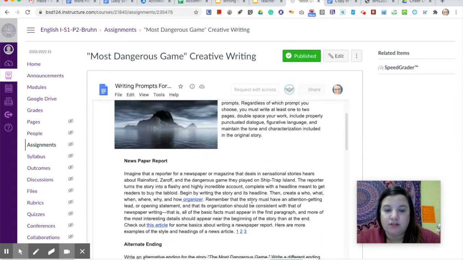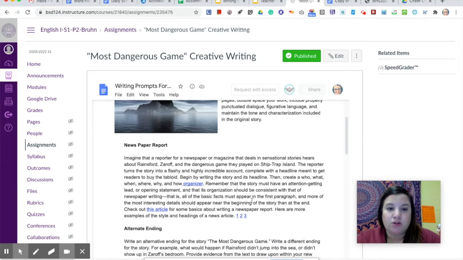So the first option is a newspaper reporter. So you are imagining that you are a reporter for a newspaper or a magazine, kind of like a tabloid, like what you would see at the grocery store checkout lane. And you hear about what happened between Rainsford and Zaroff, and you want to turn this into a flashy news story with a headline. So you want to start by writing the story and its headline. There's a graphic organizer here that can help you organize your thoughts if you need it.